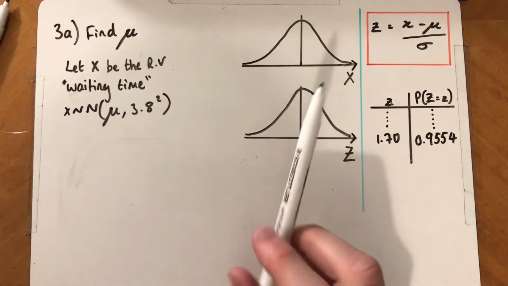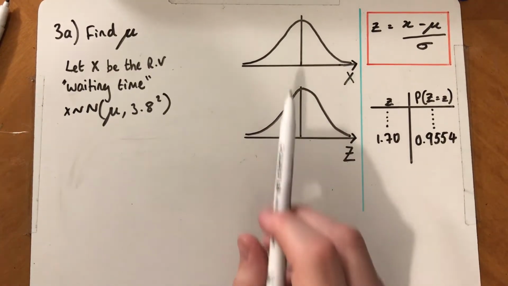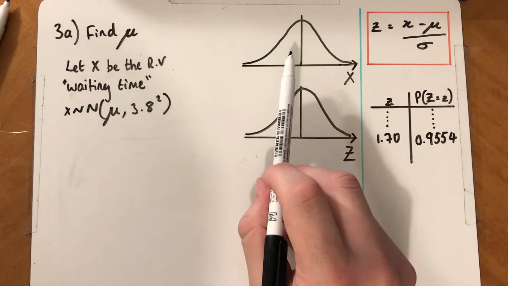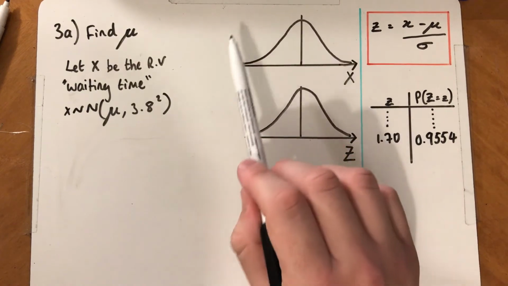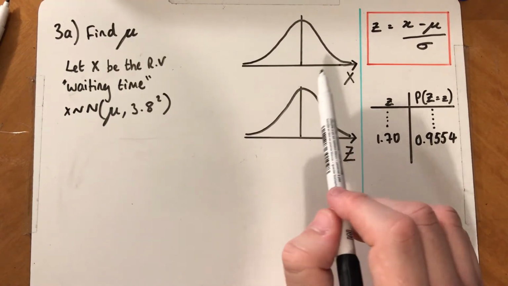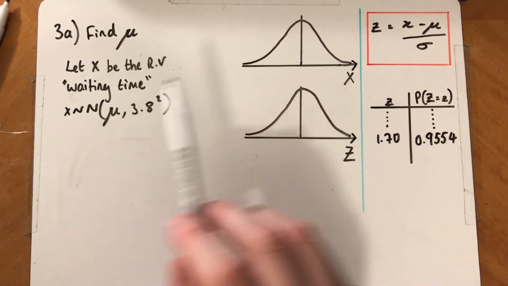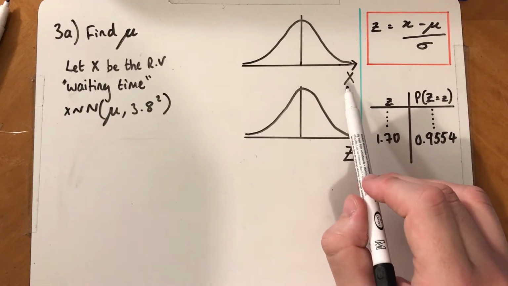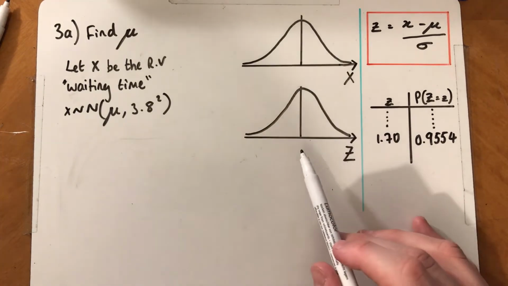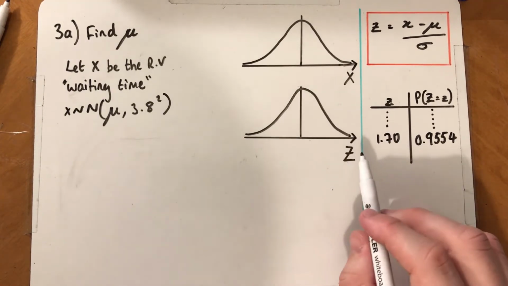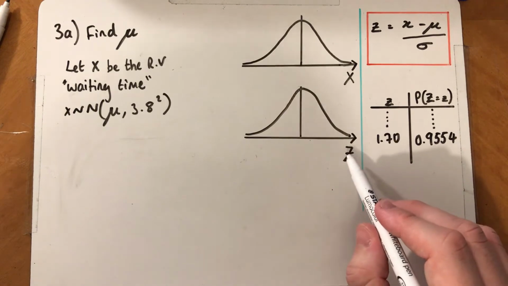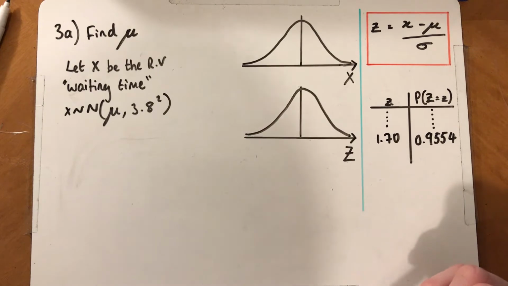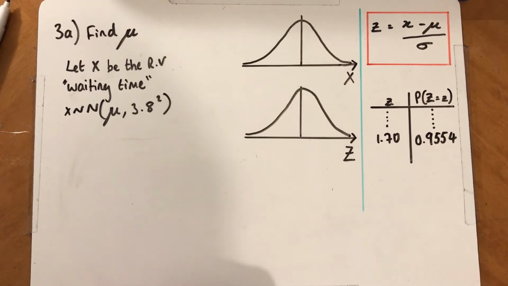So here I've got two normal distribution curves directly above one another. The first one is going to be the normal distribution curve that shows how waiting time has been distributed. So I've denoted it with the letter capital X. The second one is going to be our standardized normal distribution curve, and it's usually used with capital Z. So now I can start to plug in each of these values.